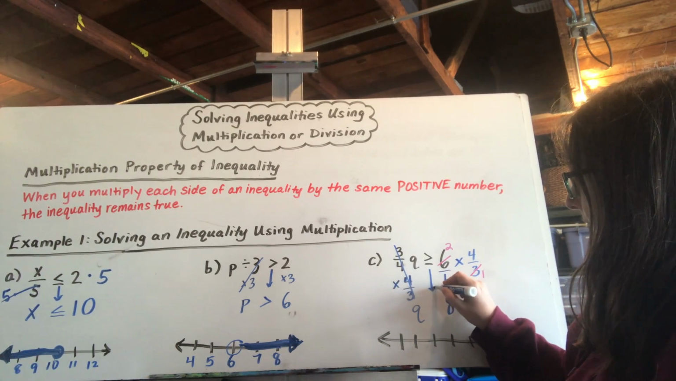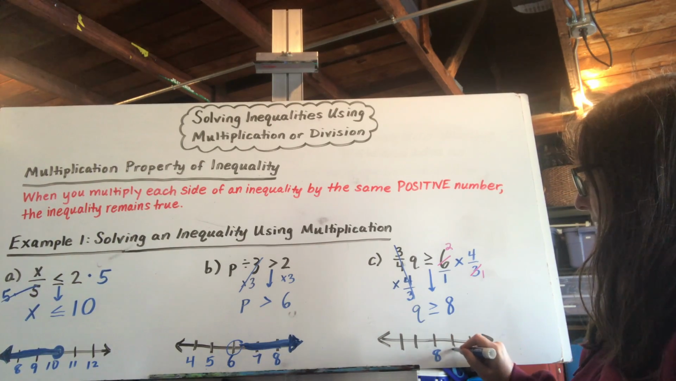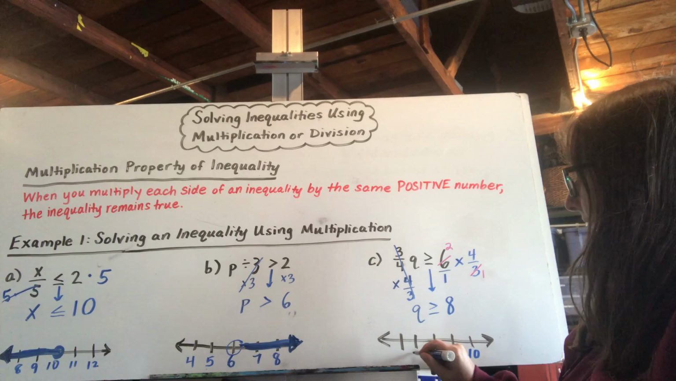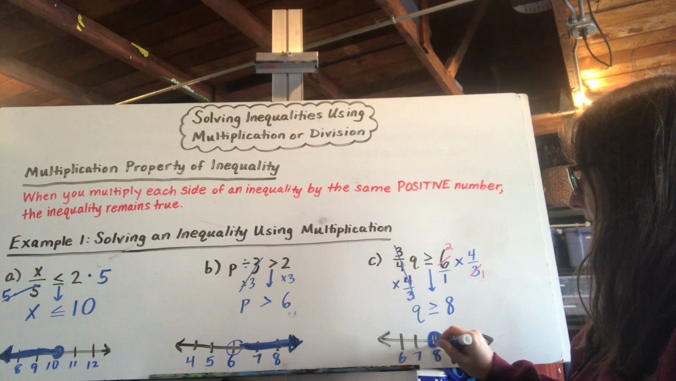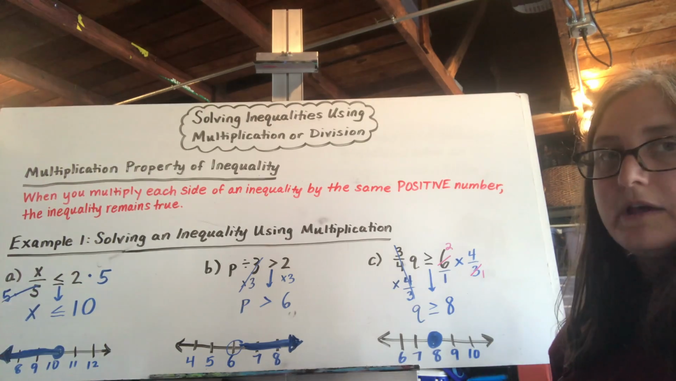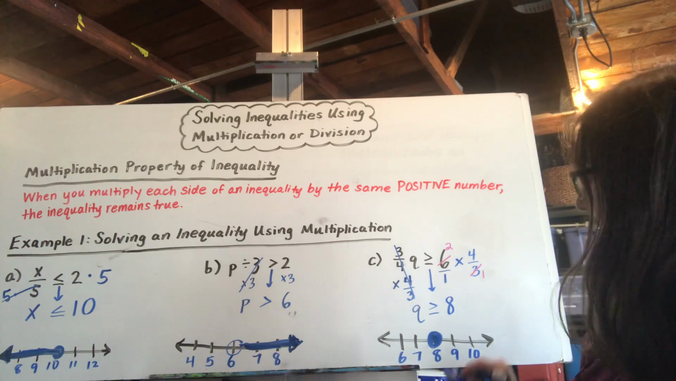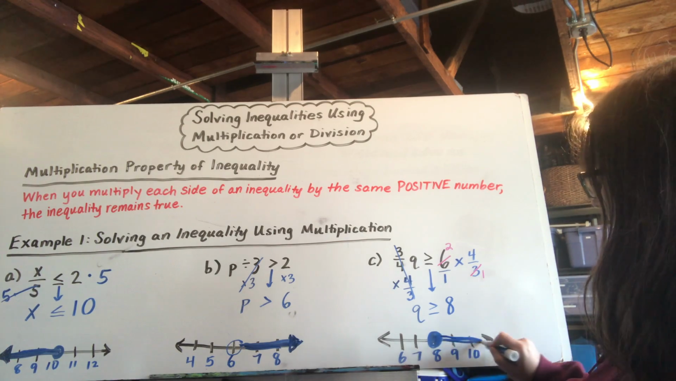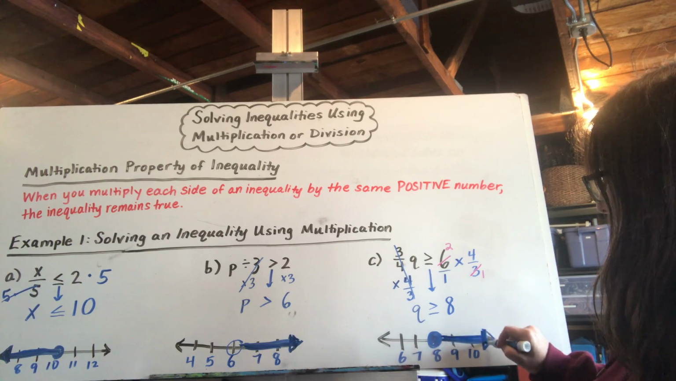And then I copy down my inequality sign. So in this case, q is being compared to 8. At 8, I'm going to put a closed circle because q can be equal to 8. I see the equal sign. It also says q can be anything greater than 8. So that would be like 9 or 10. So I'm going to shade everything here to the right, everything greater than 8.